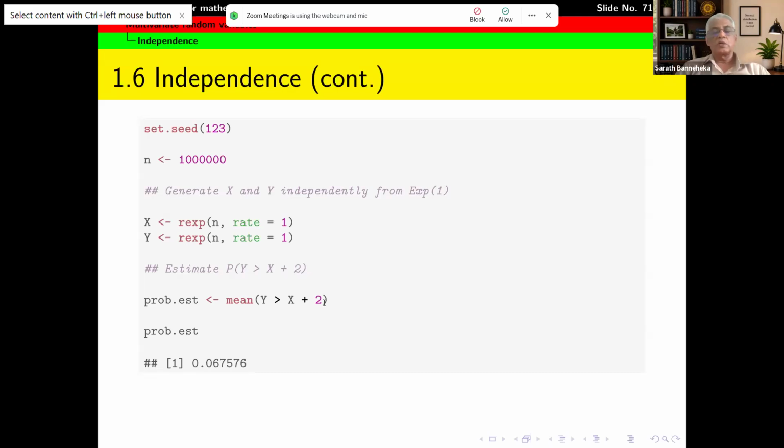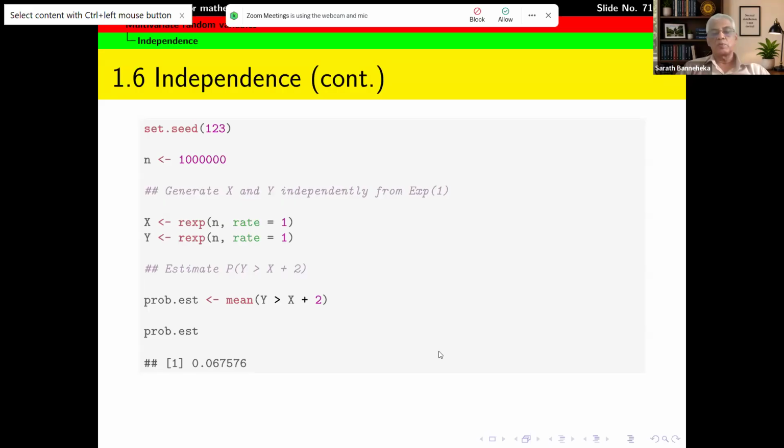Some of the values will be true, some of the values will be false. So when I say Y greater than X plus 2, that creates another column where some of the values are trues, some are false. When you take the mean of that column, you get the sum of the truths divided by the total number of observations, which is equal to n. That is actually the proportion of times this condition is satisfied. So I got 0.067 as the approximate value using the simulation.